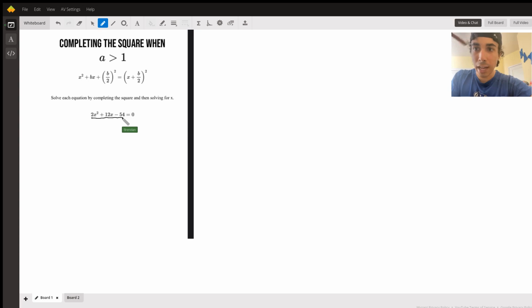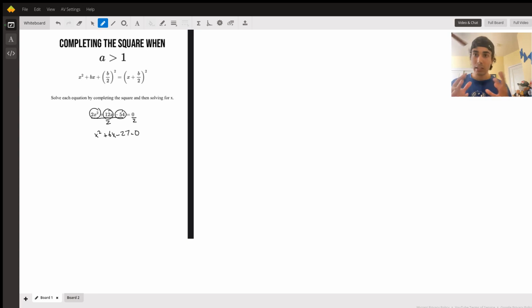So I'm going to divide the entire equation on both sides by 2. That means all of these are getting divided by 2. So 2x squared divided by 2 is 1x squared. 12x divided by 2 is 6x. Negative 54 divided by 2 is negative 27. And 0 divided by 2 is just 0.